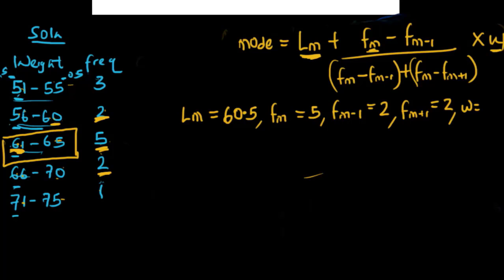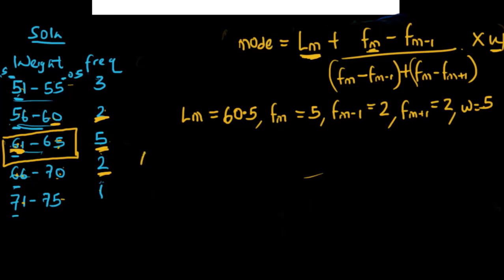So if you do any of that, we are going to get 5. For example, 70 minus 65 will give you 5. Also, 66 minus 61 will also give you 5. So the width is 5. So we need to slot all this into the formula.